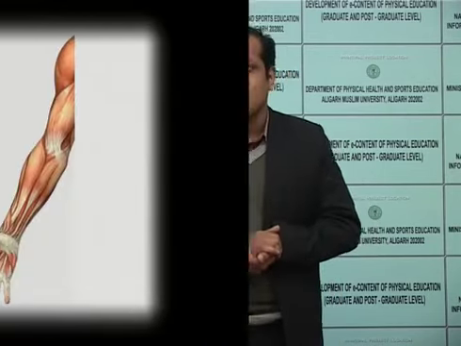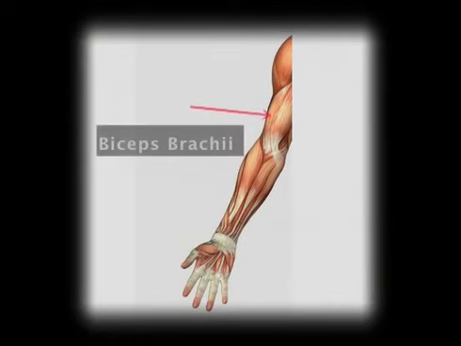Next muscle is the biceps brachii. It has two heads, a short head and a long head. Short head starts from the coracoid process of the scapula, and long head from the supraglenoid tubercle. Then it is inserted into the radial tuberosity and bicipital aponeurosis into the deep fascia on the medial part of the forearm.